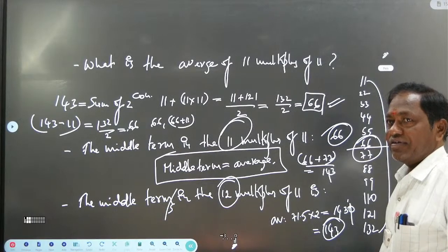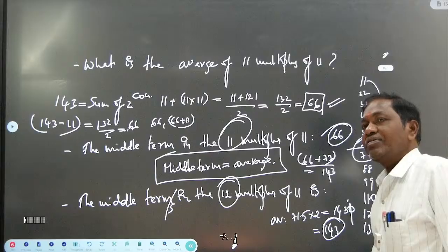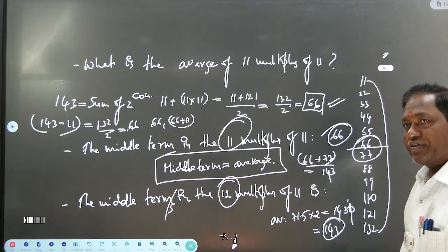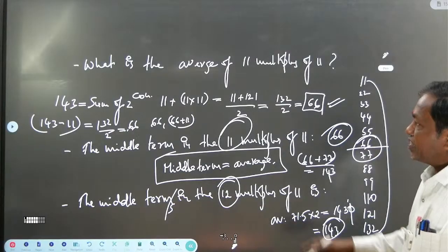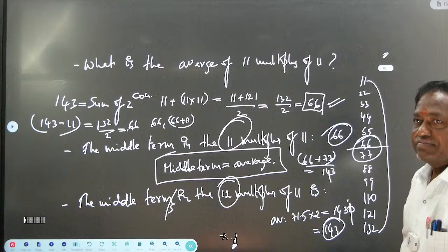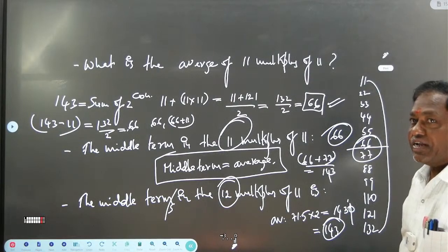Sir, for 11 multiples of 11, the average is 66, sir. Yes. Then add 11. Whenever they are asking for even, you can just add 11, sir. 77. So 66 plus 77, yes. You can do that, because the difference is 11. That method also we can do, sir. Yeah, if you take 11 like that.